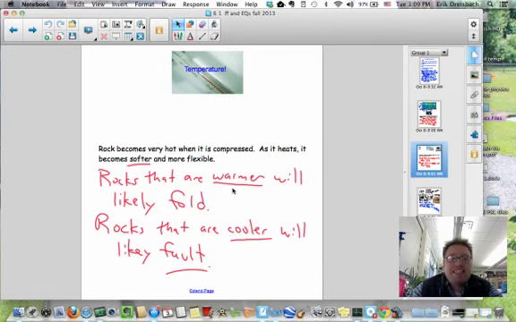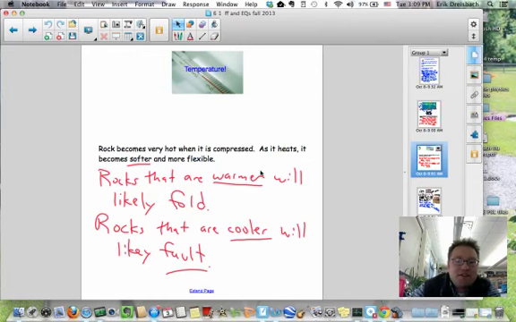So warmer rocks, especially rocks that are deep and closer to the mantle of the earth, will likely fold. Think of gooey brownies that could fold a little bit. Rocks that are cooler will likely fault. Once those brownies get cooler, they can crack and fall apart. So think of warm, moist brownies that can bend, or cold, old brownies that can break apart.